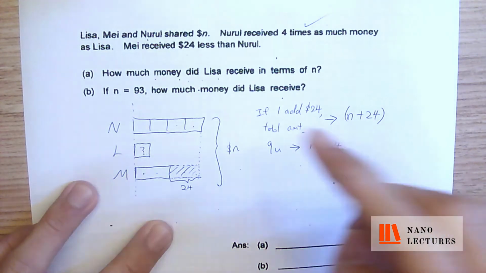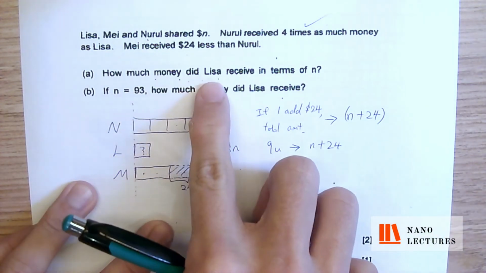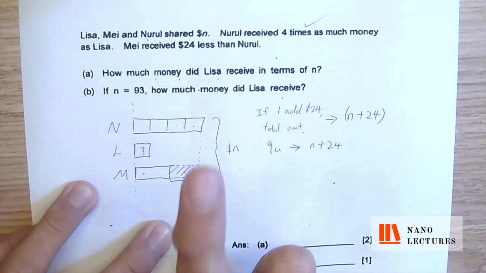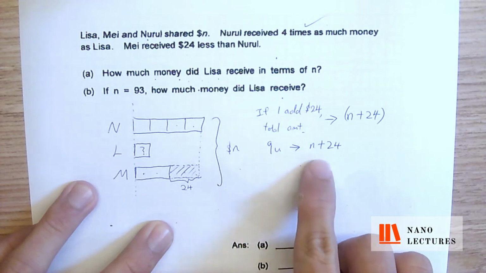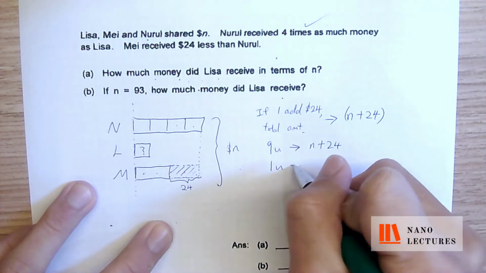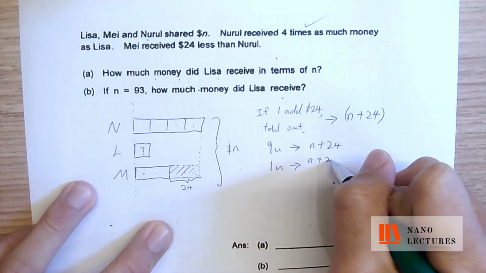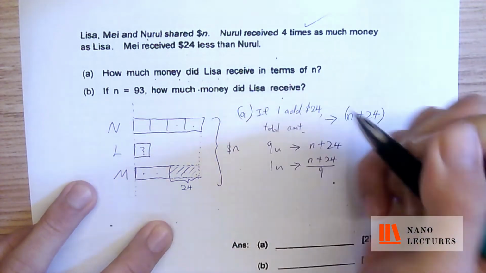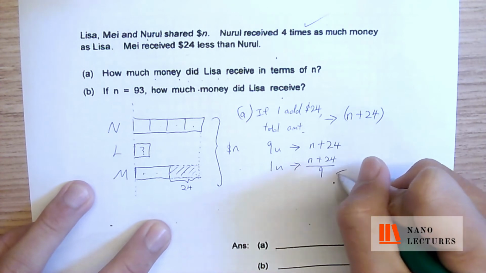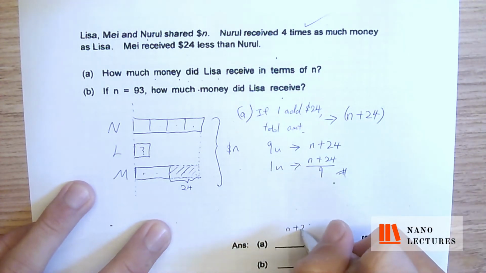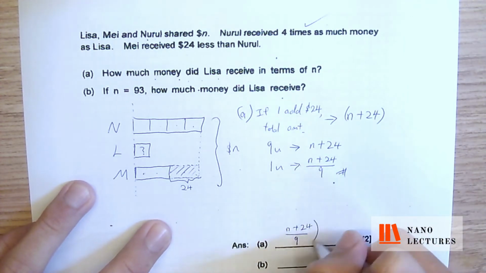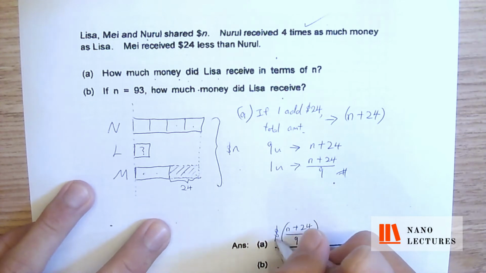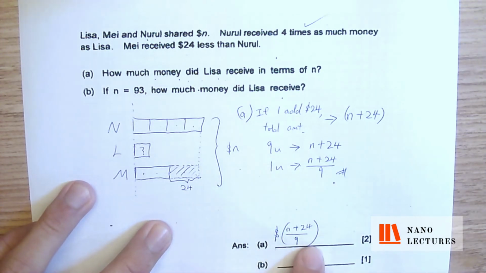Simple. Then they're asking how much money did Lisa receive. Lisa is 1 unit. So if 9 units is N plus 24, 1 unit will be N plus 24 over 9. So this one is part A. I'm just going to put part A. So this is the answer. Done. Bracket. Remember your units, remember the bracket.